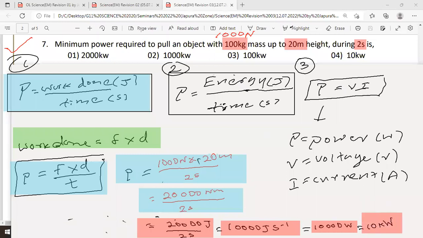See, a lot of things to learn here. You should know the equation, number one. You should know how to apply the values to this equation, number two. Number three, you should know that joules per second is equal to watt. And you should know how to convert watt to kilowatt. So there are 4 steps here. Remember the other 2 equations also, depending on the data given.